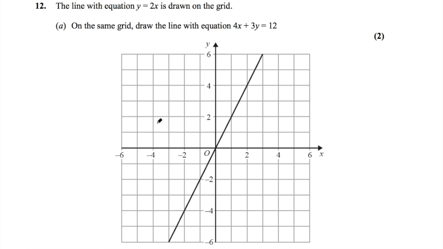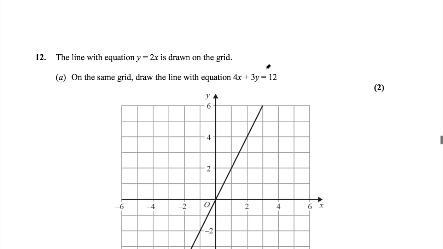Question 12 says the line with equation y = 2x is drawn on the grid. On the same grid, draw the line with the equation 4x + 3y = 12. Okay, so depending on how comfortable we are with graphing lines, you might want this in slope-intercept form. Slope-intercept form is where it looks like this: y = mx + c, where the m represents the gradient and the c represents the y-intercept.